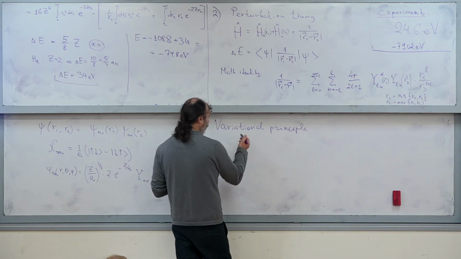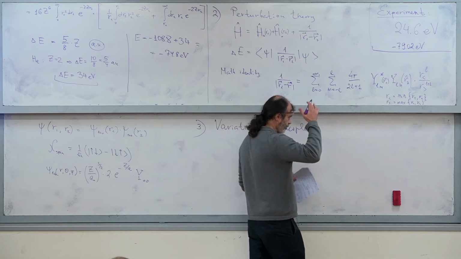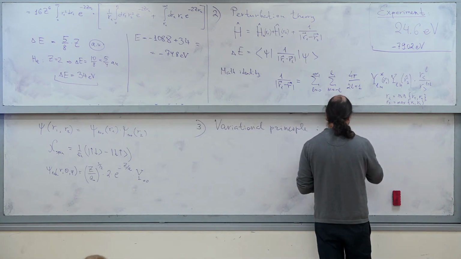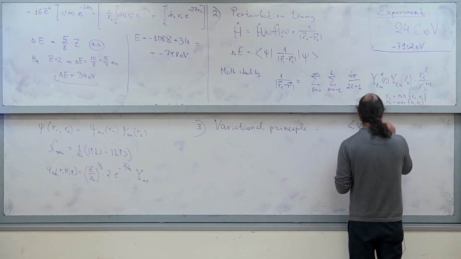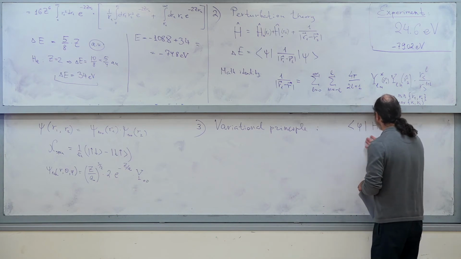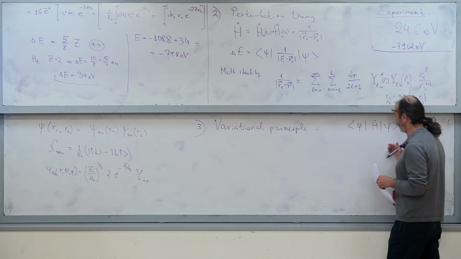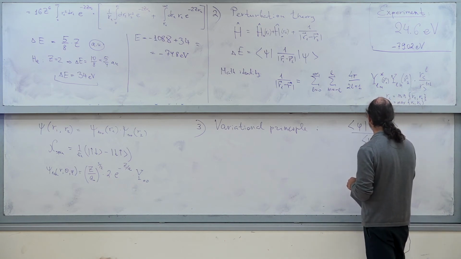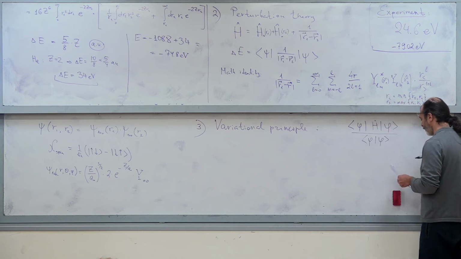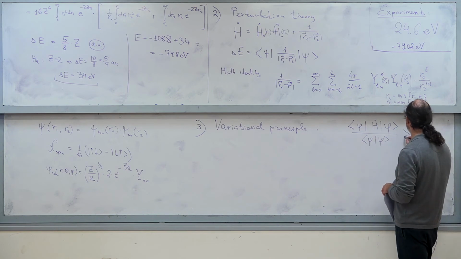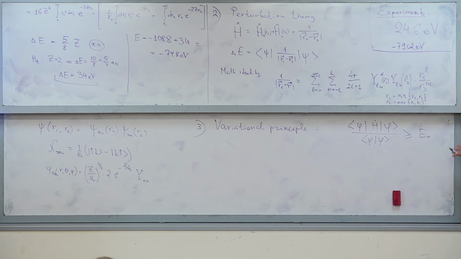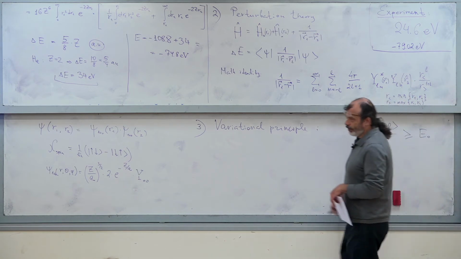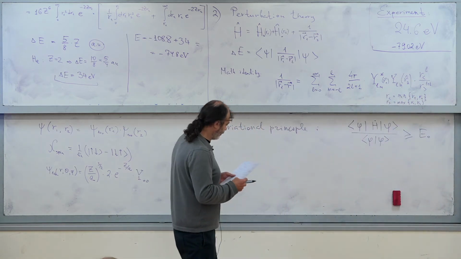So what we say, the basic principle of this variational principle, is just to say that there is a certain wave function, and we compute the expectation value of the Hamiltonian with this wave function divided by the normalization of the wave function. This should always be larger than or equal to the true ground state energy of the system. That's essentially all this variational principle means. So we have to look for this wave function.